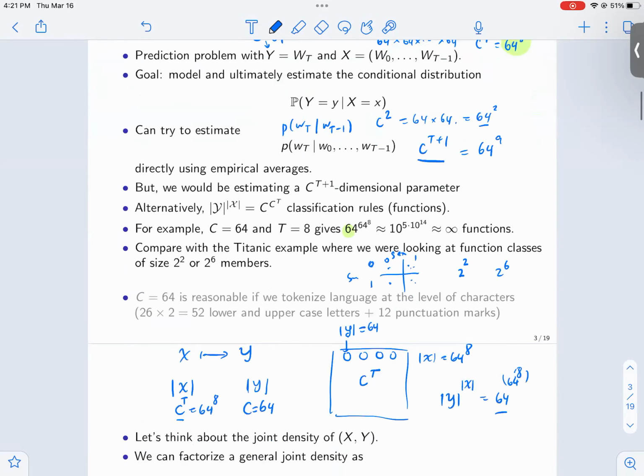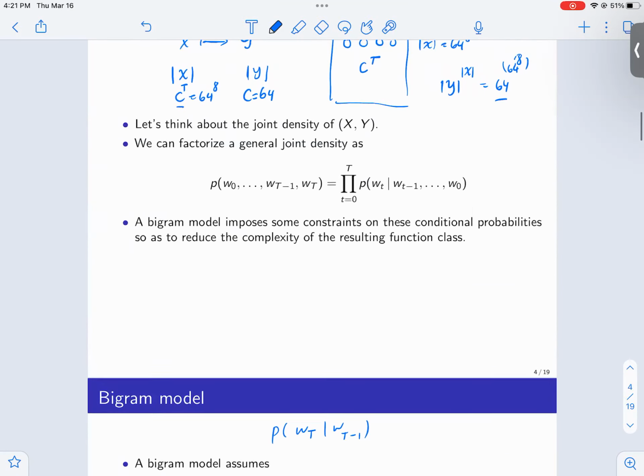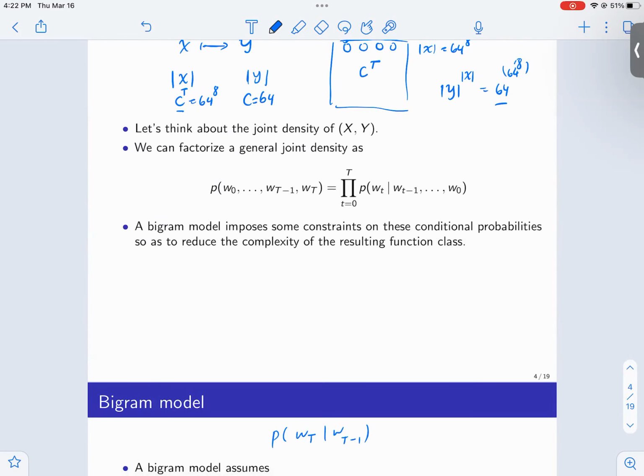So that's the idea of the Bigram language model. What they do is assume that the present only depends on the immediate past. Why this makes sense: in general, I can write any joint distribution by factorizing recursively. If you have P(W0, W1, W2), you can write it as P(W2 | W1, W0) times P(W1 | W0) times P(W0).